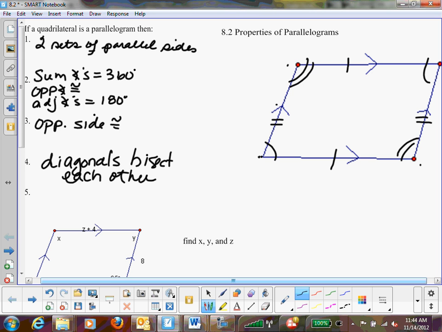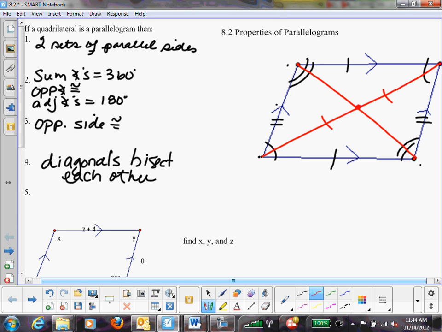Okay, so when I draw my diagonals, did I say that the diagonals are congruent? I did not. There will be some figures where the diagonals are congruent. This is not one of them. But what I'm saying is that these diagonals create a point of intersection, and that point of intersection divides the diagonals into two congruent parts.